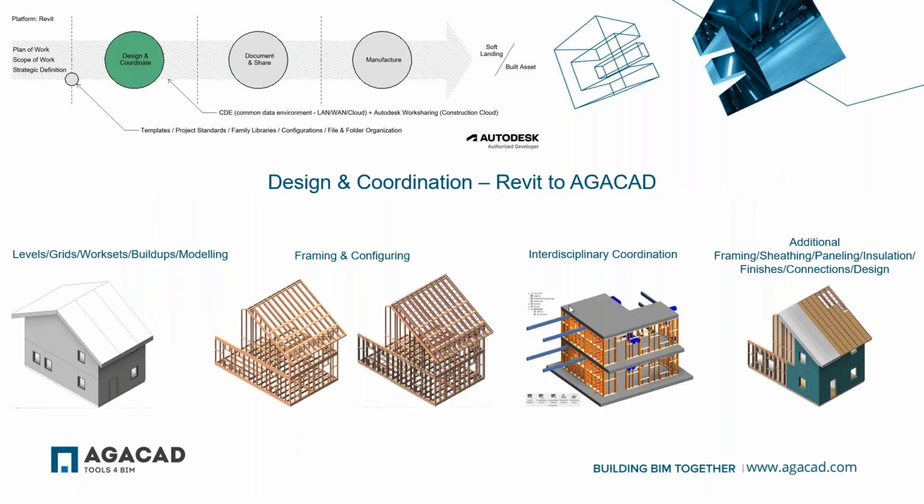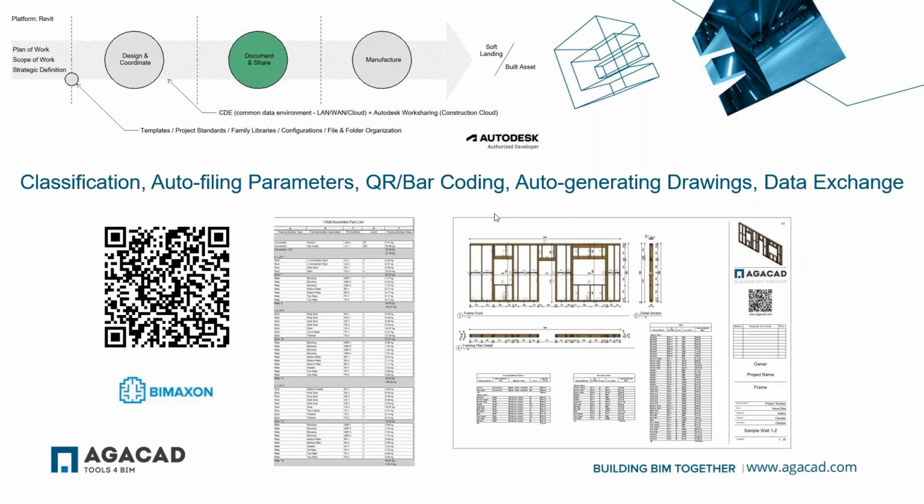So let's say the design coordination is complete. Now you just want to share the documents. So how I named it is, classification or classifying elements, auto-filling parameters, QR or barcoding, auto-generating drawings, and the data exchange. For the data exchange, I meant, by saying data exchange, sharing the data to any third-party applications or software for quantities, things like that. So you can take that data and export as Excel, for example.